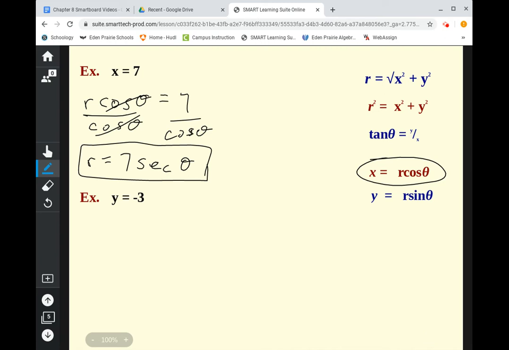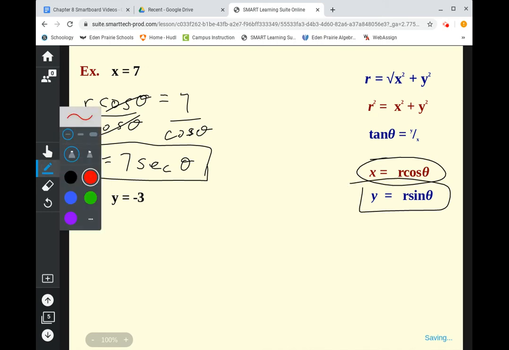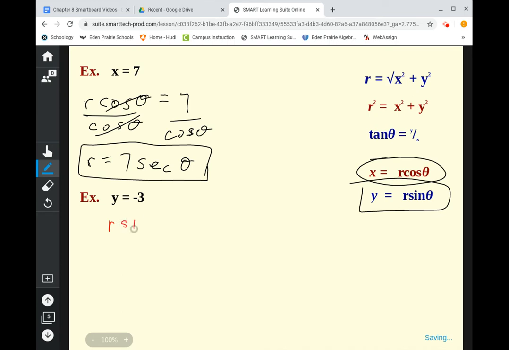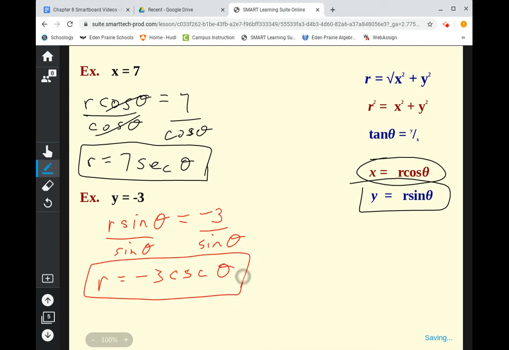Same thing for the second example. I'm sure you could do it. Y is equal to r sine theta. And so instead of y, I can put r sine of theta equals -3. Then what am I going to do? Divide both sides by the sine of theta. And then r equals -3 over sine theta. We don't like fractions, but it's the same thing as the cosecant of theta. So r equals -3 cosecant theta.